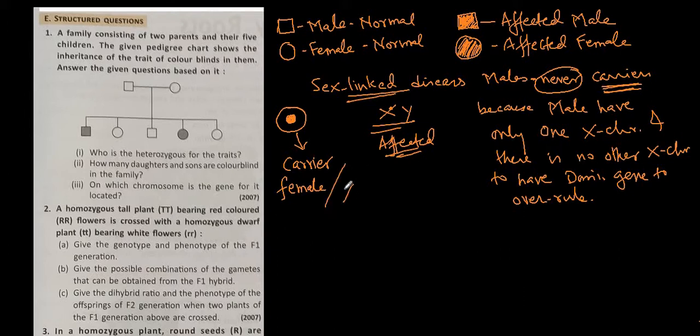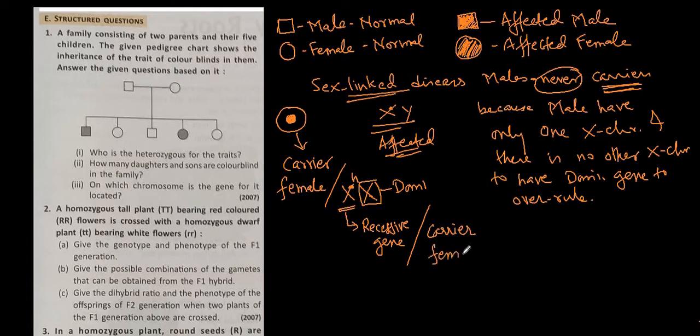Why? Because a female possesses 2 X chromosomes. If one of the X chromosomes is having a dominant gene, that means this one is having a dominant gene and this one is having what? Recessive gene. That shows that it is a carrier female. I hope you understood this thing. Now let us go to the question.